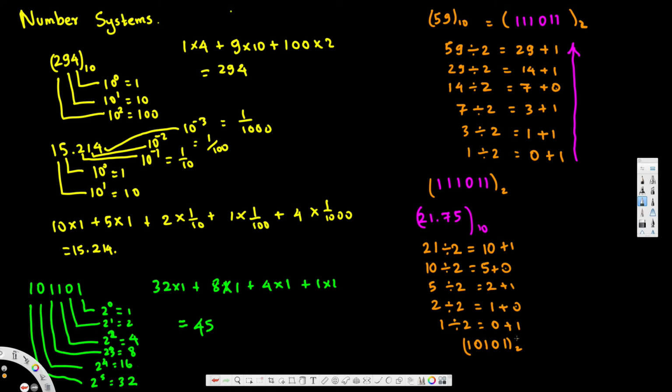Okay, now this one is for here, and now then we have a fraction value 0.75, and you have to multiply this one by 2, and if you multiply this one by 2, you will get 1.5. 1 plus 0.5.